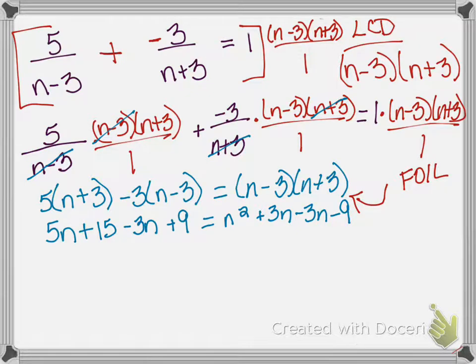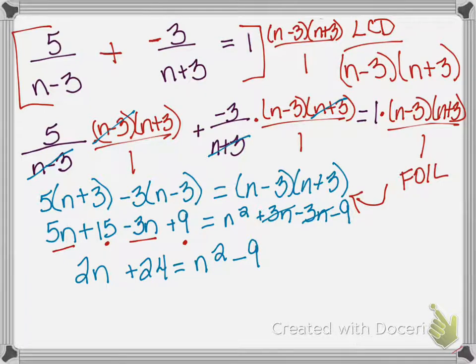Now we've got some things to simplify. I have 5n and -3n. That's going to give me 2n. Then I have 15 and +9. What's that going to give me? Okay. Then I have n squared plus 3n minus 3n. Good. And I'm left with -9.